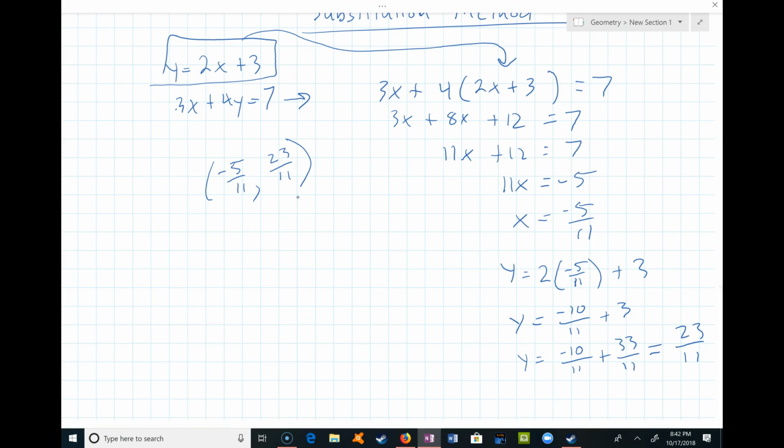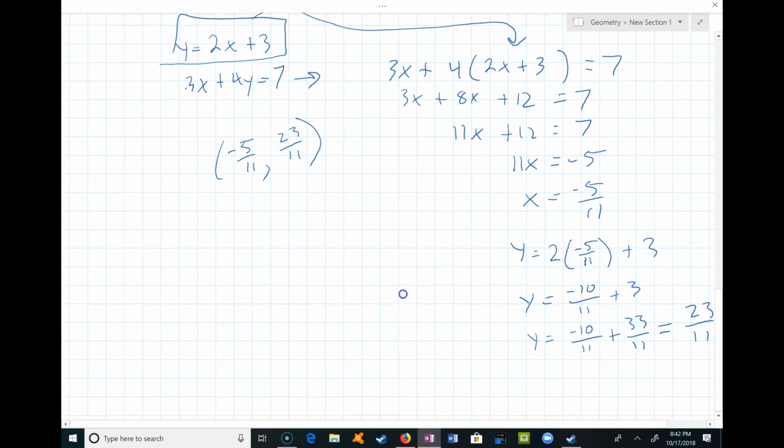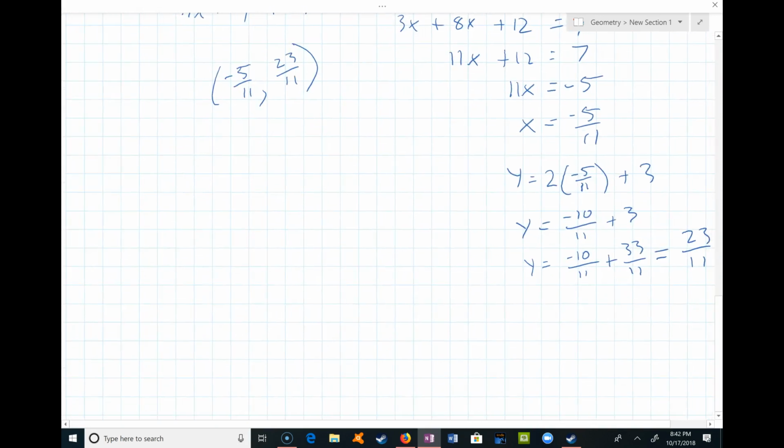Isn't that fun? So that's solving system equations using substitution. Let's do a couple more of these. Let's say I have x is equal to 2y minus 4, and down here I have x plus y is equal to 11. Okay, so there's again a system of equations. This time, the first equation is solved nicely for x. So it makes sense to substitute in for x.